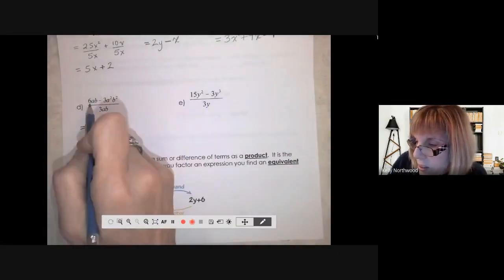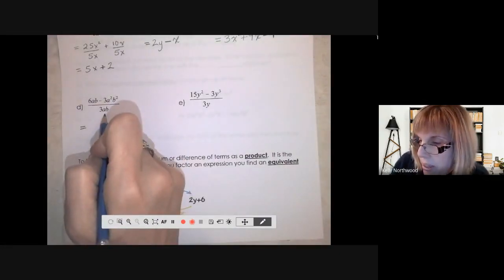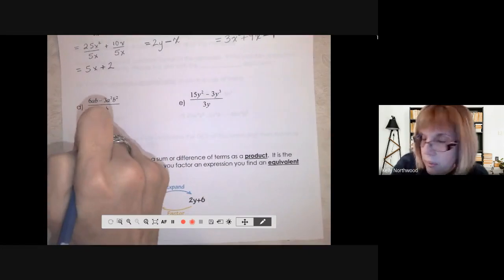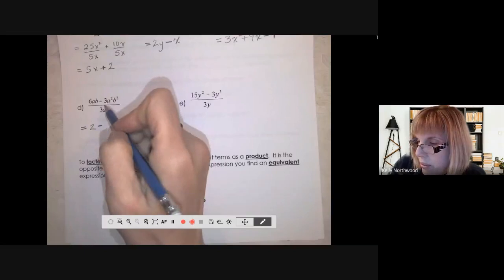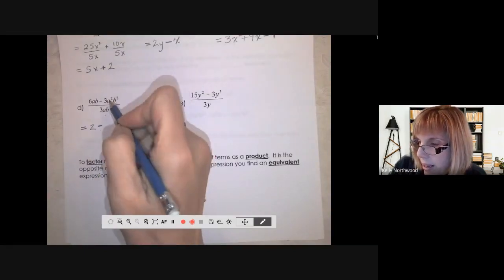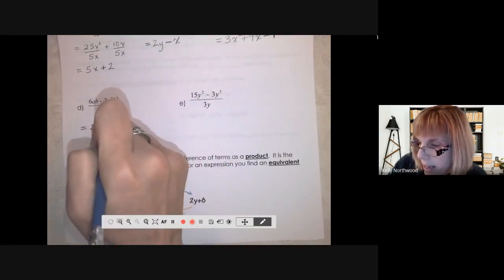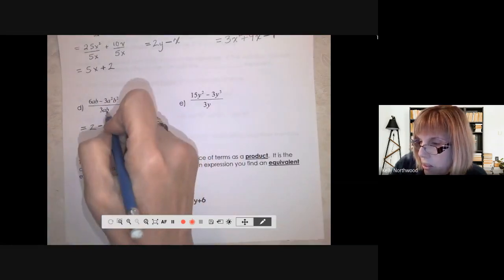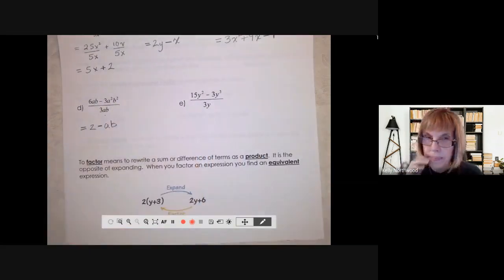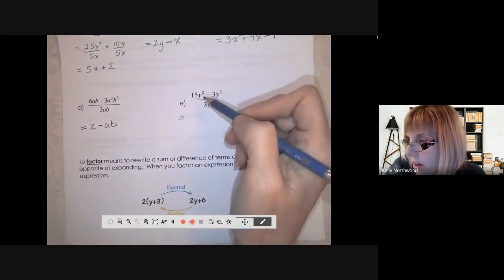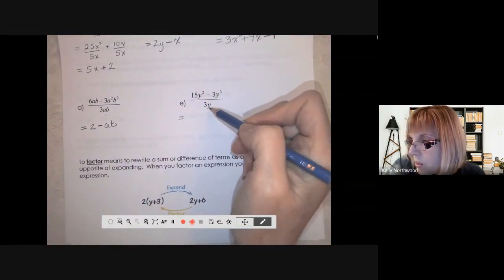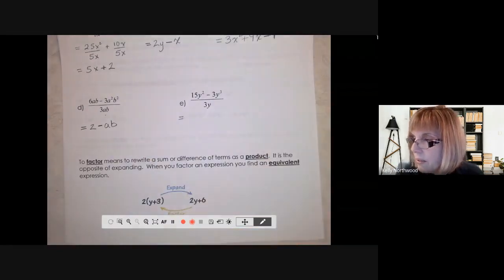Okay, for D, 6AB divided by 3AB is just 2. Minus 3 divided by 3 is 1. A squared divided by A is just A. And B squared divided by B is just B. And then for this one, 15y squared divided by 3y. Actually, I'll give you a minute for that one too. See if you can get it.